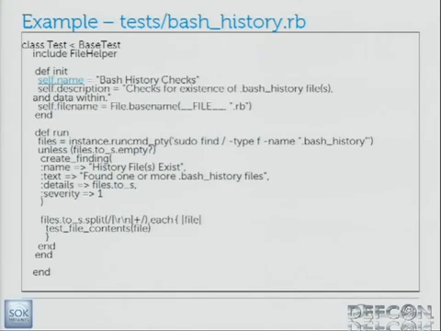So here's an example of a test file at the end of the day. This is a pretty simple one, just checks for a bash history file. If it exists, it looks within that bash history file for things that we've defined as potential key materials or credentials.